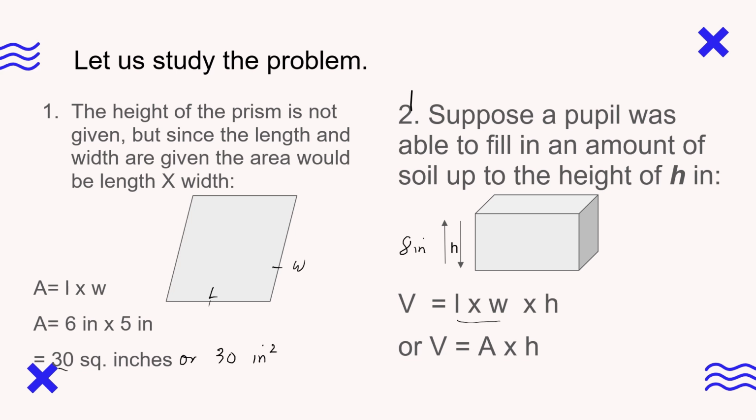So, i-substitute natin na length times width times height. 6 inches times 5 inches times 8 inches. 6 times 5 equals 30 inches squared times 8 inches. 30 times 8 equals 240, then inches cube or cubic inches. So, tandaan kapag volume, ang unit natin ay cubic. Okay.